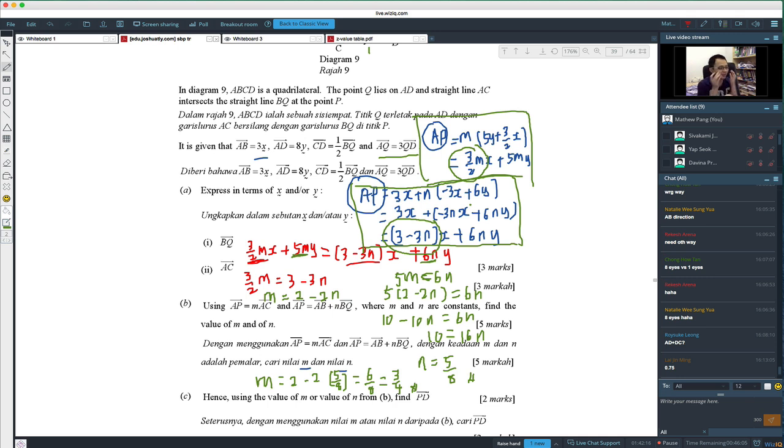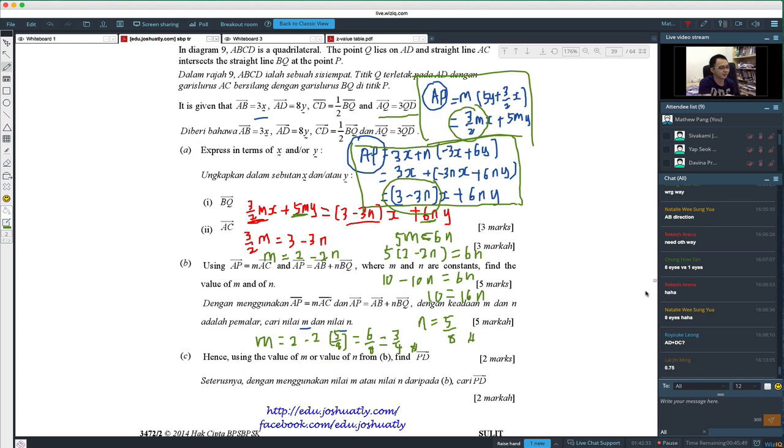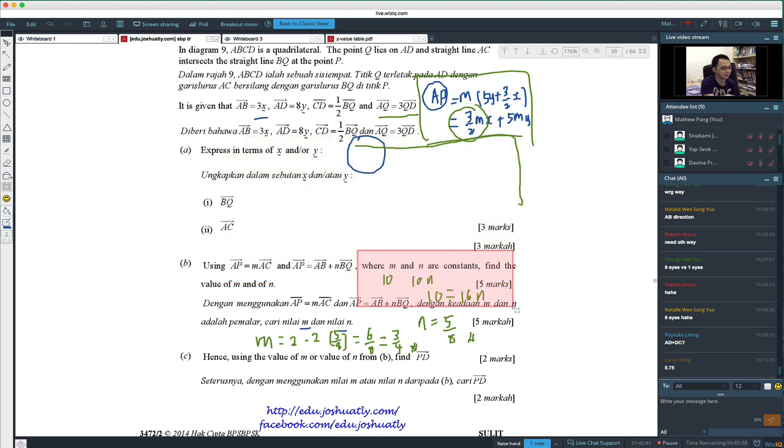Okay, one last thing. I think this is the lambda thing. So using the vector values of m and n from b, find BD. Okay. So yeah, I will substitute into one of them. So maybe I substitute into this one because this one looks very long. So I erase one of it. Okay, so I will substitute into it and I will get my AP equals, this is, oops, this is 3 over 2, right? Yeah, it's 3 over 2, yes.